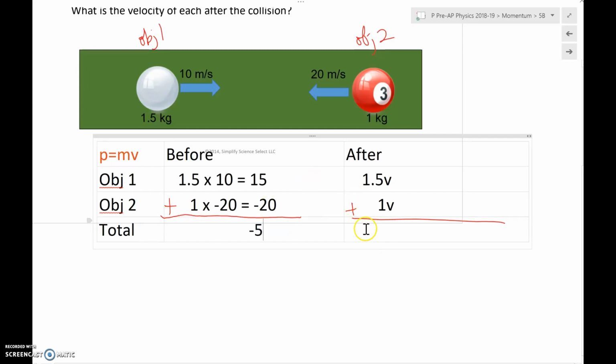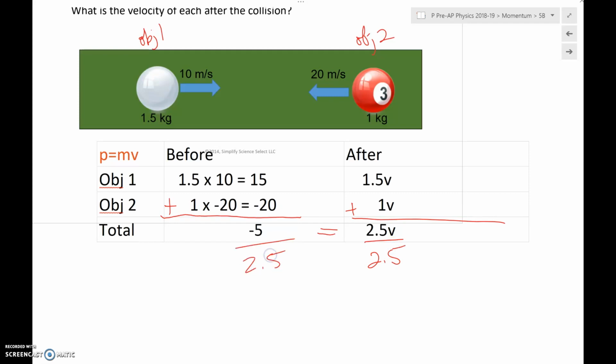So 1.5 plus 1 gives us 2.5, and it's 2.5 v, right? We add like and like. These two, before and after, are equal to each other. Solve for v means divide both sides by 2.5. And would you look at that? It's negative. So yes, it is a negative velocity in this case, just negative 2 meters per second.